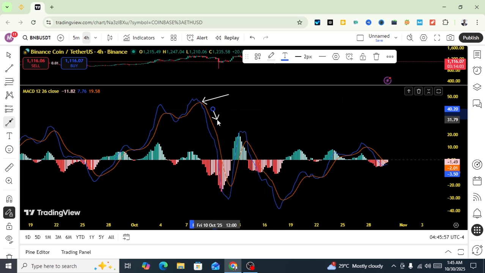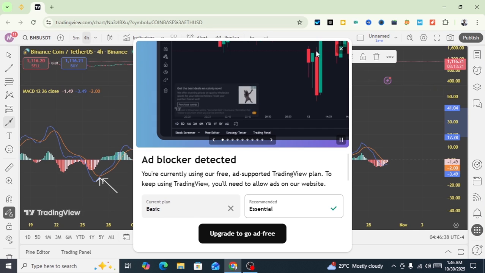This shows the bearish moment for the downtrend. So in this position, if from down to up the blue line crosses the orange line, this is called an uptrend, and that's called the bullish moment. If it is the opposite, if the orange line crosses the blue line, that's called a bearish trend.